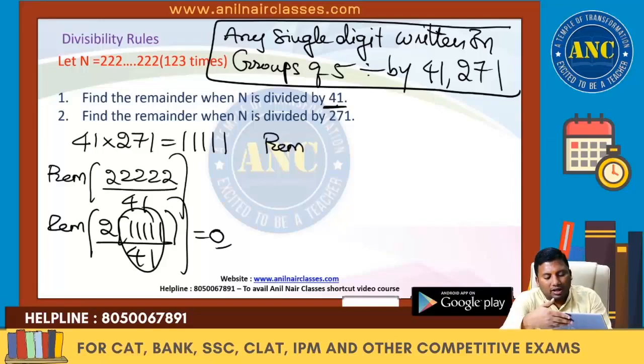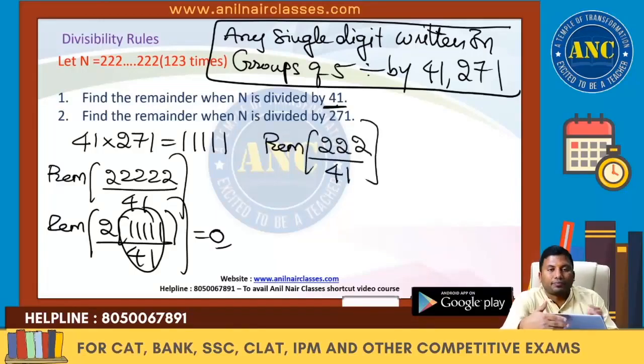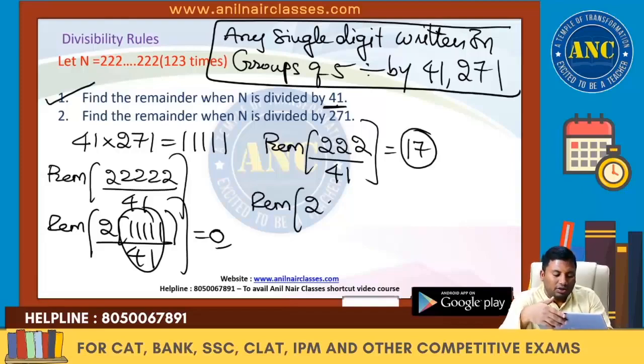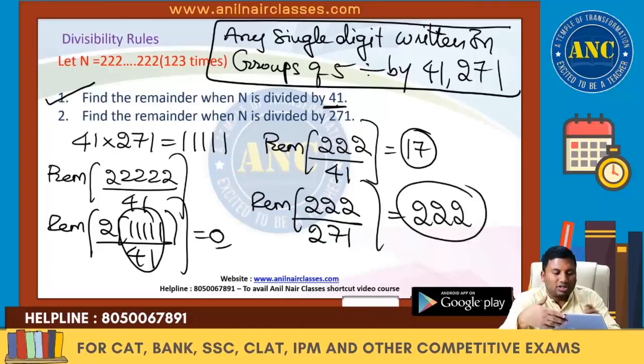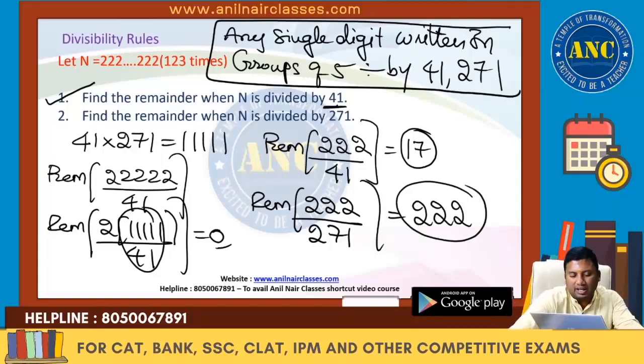So the remainder is 222 divided by 41. 41 fives are 205, remainder is 17. First one answer is 17. Similarly, 222 divided by 271: 271 zeros are 271, the answer is 222. I hope the idea is clear.